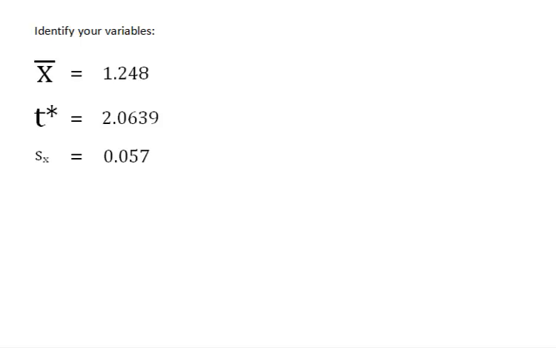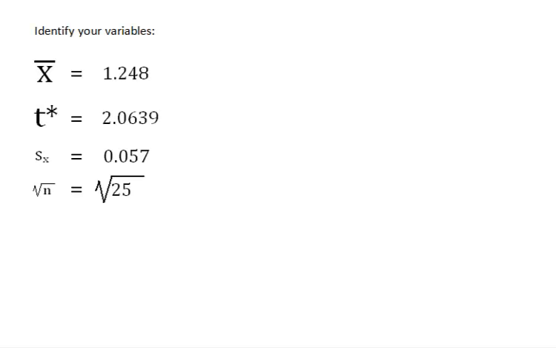Next thing I like to do is to identify my variables. X bar is 1.248. That's the mean of the sample. T star is going to be 2.0639. Haven't exactly showed you where that comes from, but I'll show you that on the calculator in just a moment. S sub x, which is the sample deviation, was 0.057. And the square root of n in this case is the square root of 25, or just 5.